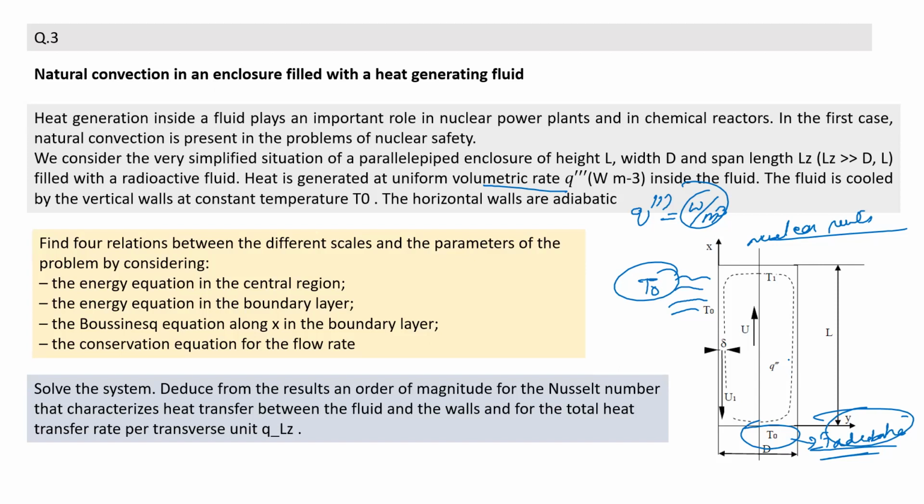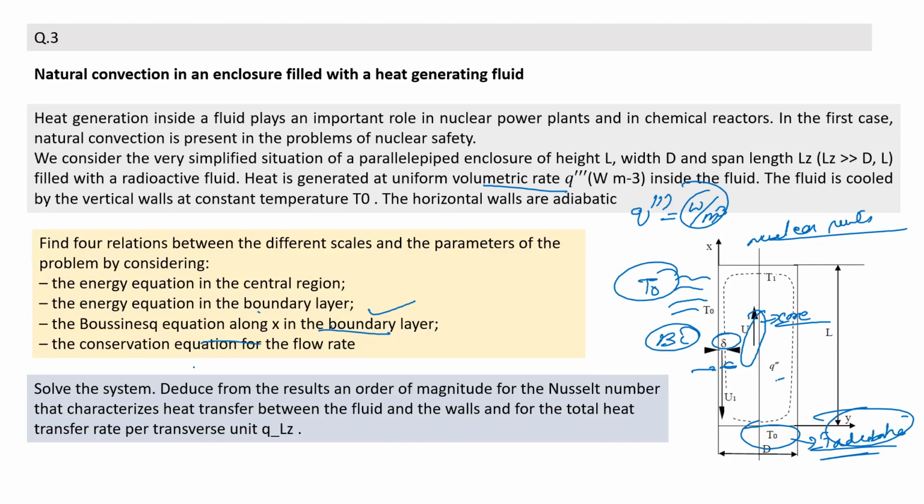Find 4 relations between the different scales and parameters of the problem by considering energy equations in the central region. So there will be a center region or the core region. And energy equation in the boundary layer. You can see a delta. Boundary layers are formed. So the fluid here is not air. It can be any chemical fluid which is actually taking part in this nuclear reaction. Then the Boussinesq equation in the boundary layer. So how does that vary when there is the Boussinesq approximation? Then the conservation equation of flow rate.